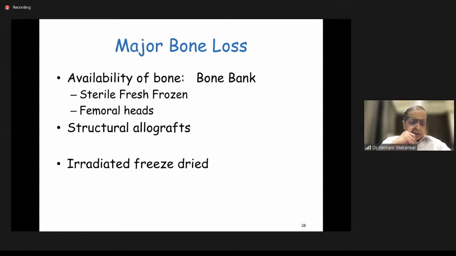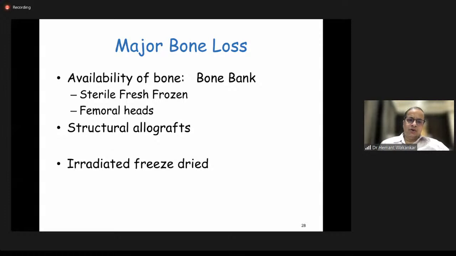So with major bone loss, I think the biggest challenge here is availability of the bone. And having a bone bank in your own institute is pretty helpful. Ideally, one should have a sterile, fresh frozen bone that has already been checked for transmissible diseases, and has been stored for an adequate period of time to reduce the allogenicity. And these are ideally stored at minus 70 degrees centigrade. Most institutes tend to preserve their own femoral heads that are procured from patients with neck of femur fractures.